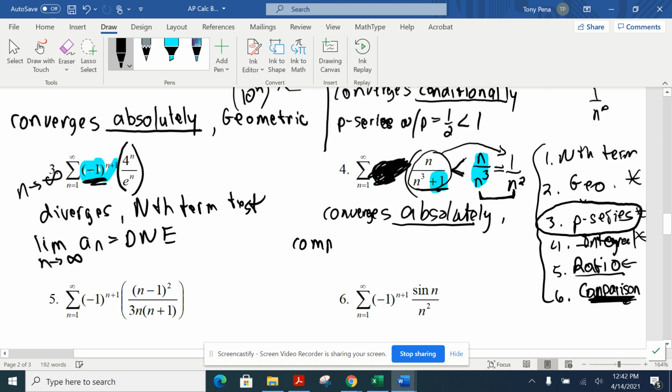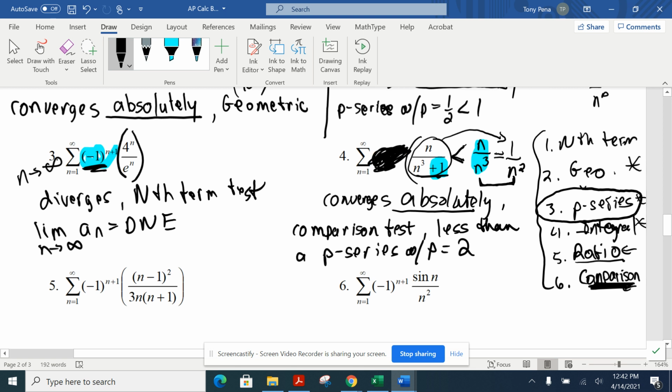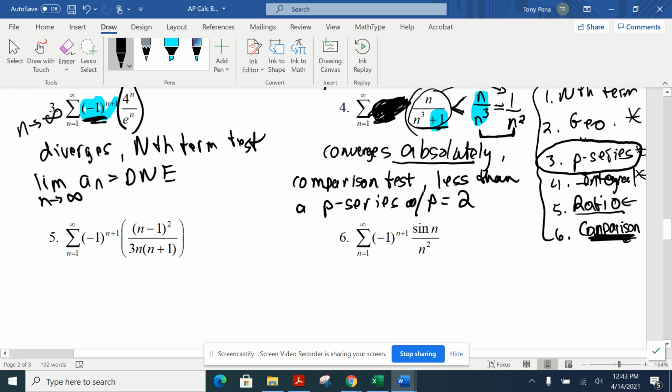And then this is a handful here, because now we've got a couple things here. We're going to say that we did the comparison test for the non-alternating part, and it was less than a p-series with a p equal to 2. All right, so a lot there.